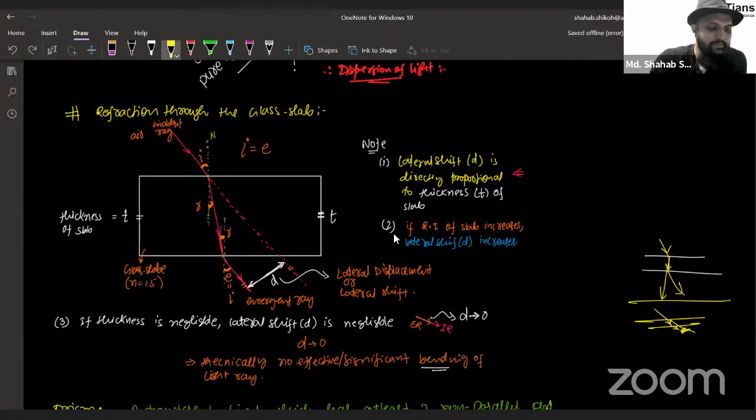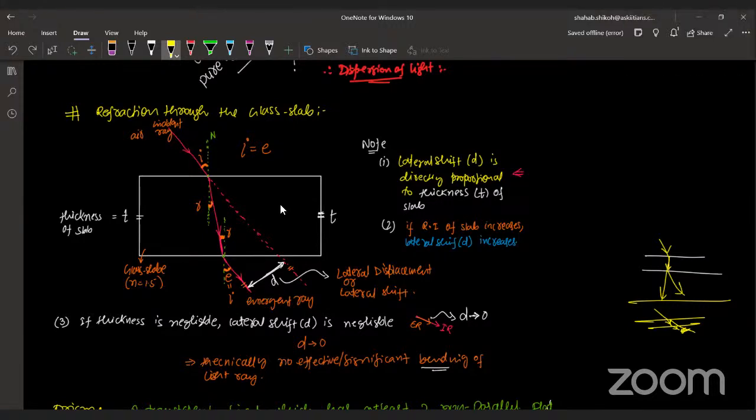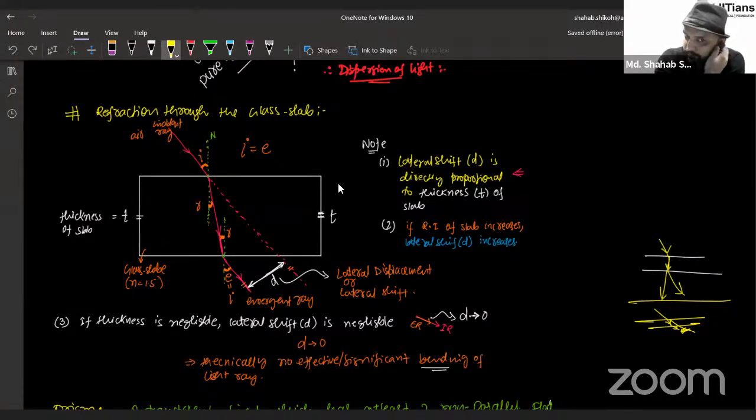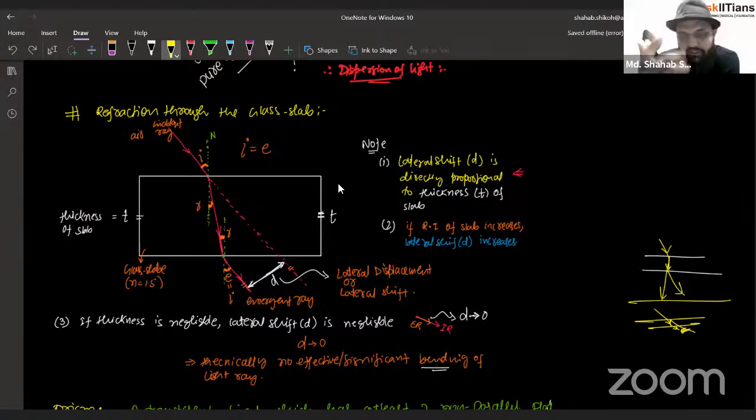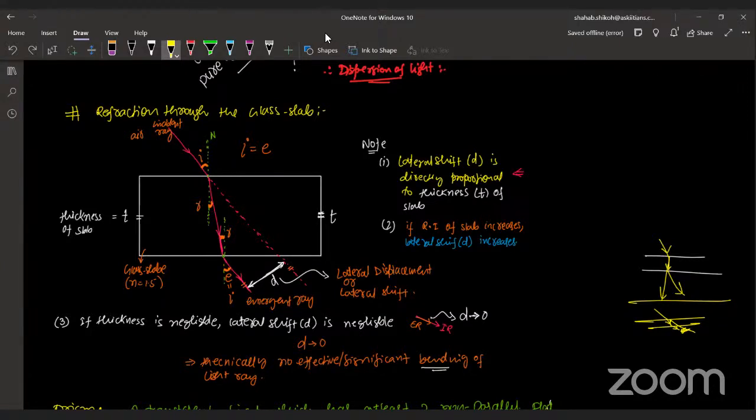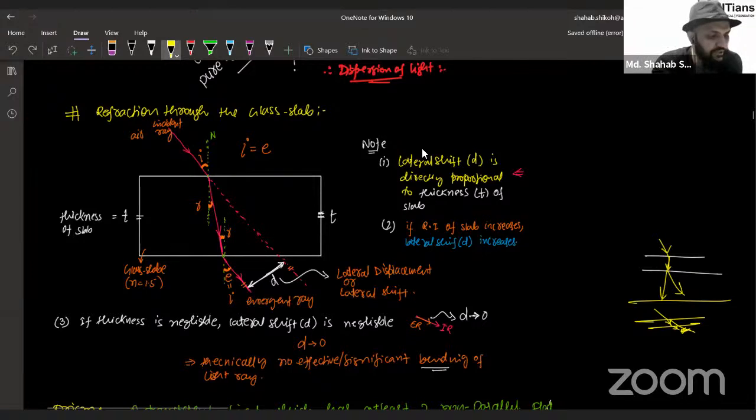So if it is a diamond slab, it will have more lateral displacement. In diamond, though, it's not lateral displacement but something we call deviation. We define deviation there because the incident ray and emergent ray are not parallel in the case of diamond. Okay, guys, I think we are done.